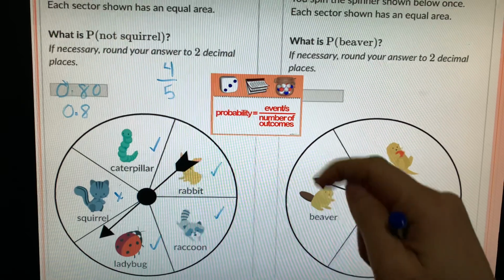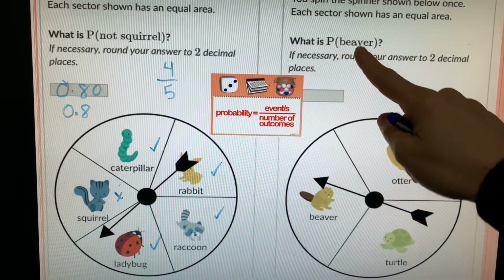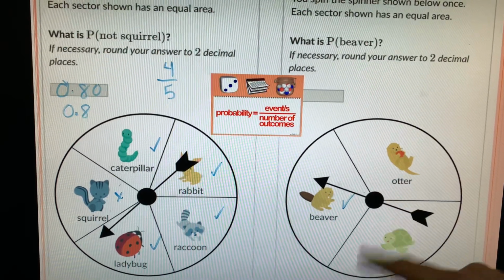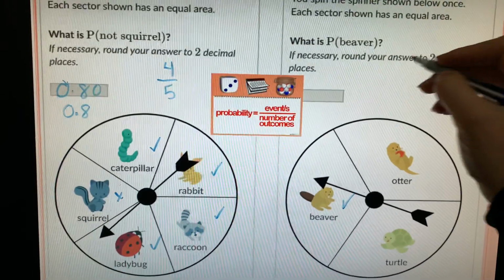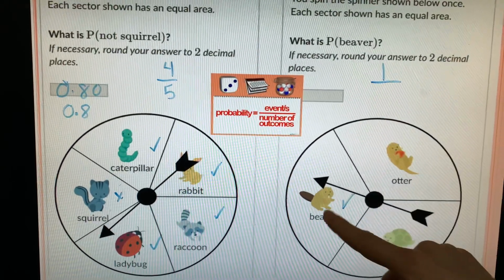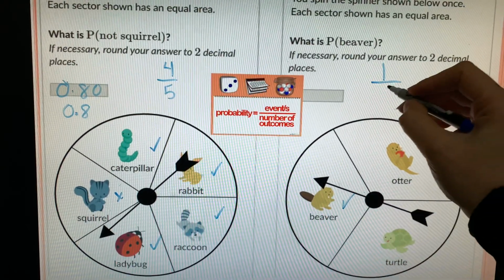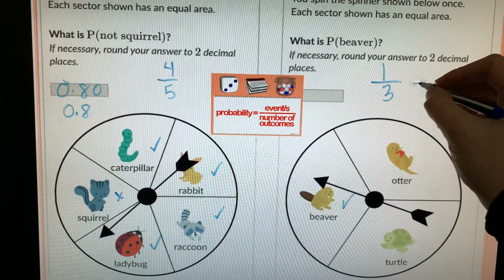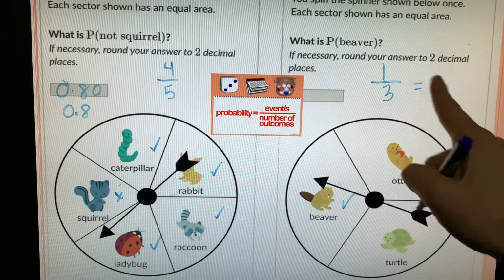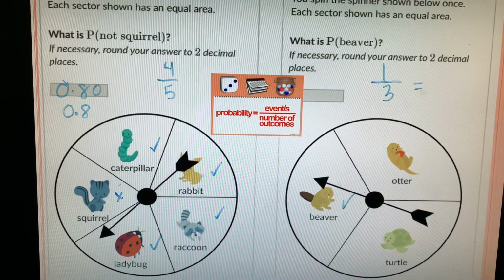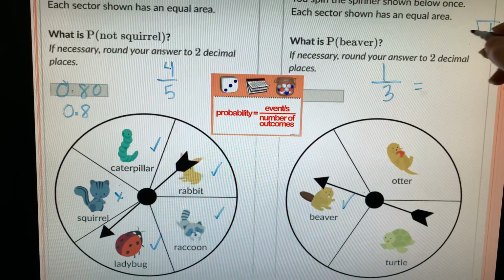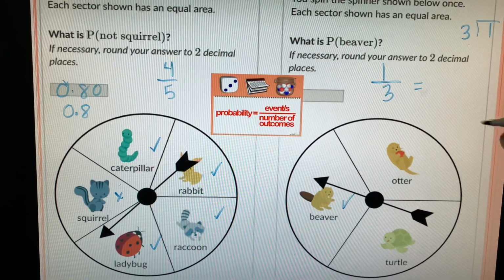Now, if I spin the spinner, what is the probability of getting a beaver? So I want the beaver. What I do not want is these other 2. So how many beavers are in the spinner? There's only 1 out of 3 animals that are here. So 1/3. So again, 1/3 as a decimal. What is 1/3 as a decimal? You can do this with a calculator, or you can do this the way that we've been doing it in class. You go 1 divided by 3.